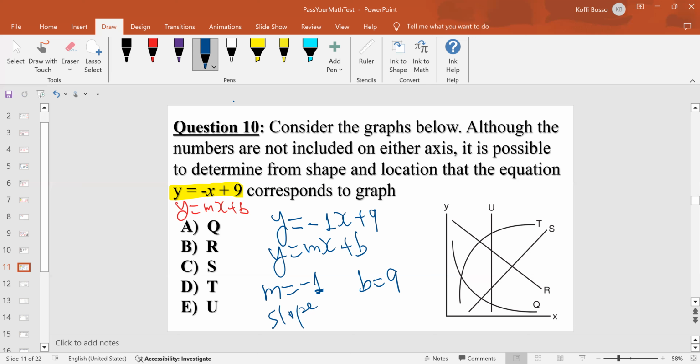But first of all, do you understand that in this graph we only have 3 lines? The 3 lines are line U, line R, line S. That means the correct choice will not be T, will not be Q. So Q is out. Another thing you have to understand: we say the graph is going down. From the 3 lines we have here, the one going down is line R. So the correct choice here is B.